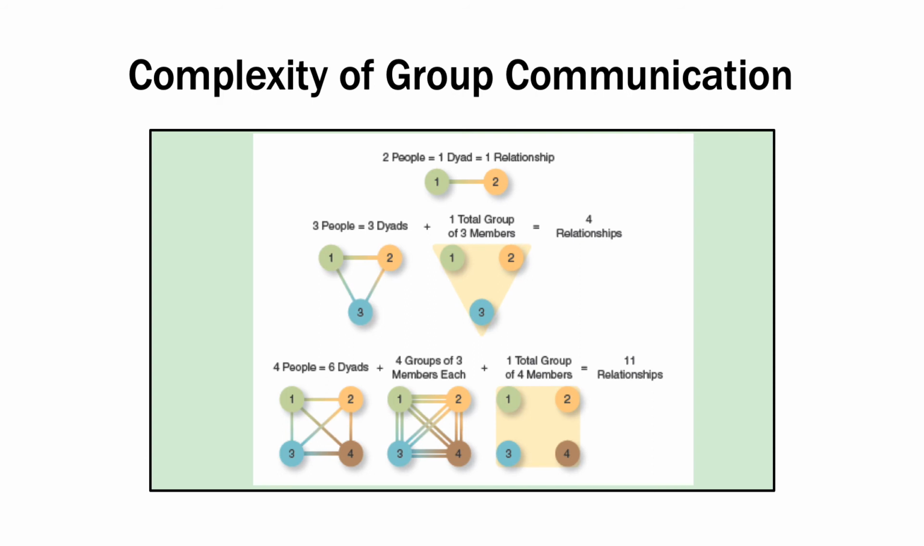Let's look at this last line. What happens when there are 4 people in your group? There's actually 6 sets of dyads, 4 groups of 3 members each, a total group of 4 members. That's 11 relationships. Oh my word. That's why they can be so challenging and so frustrating. Adding just one more member to your group creates a significantly higher number of relationships to manage.